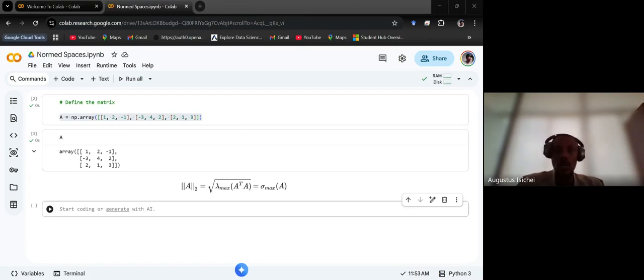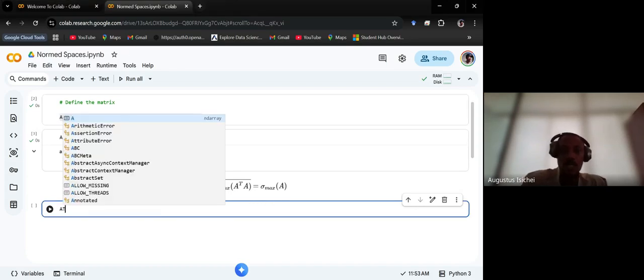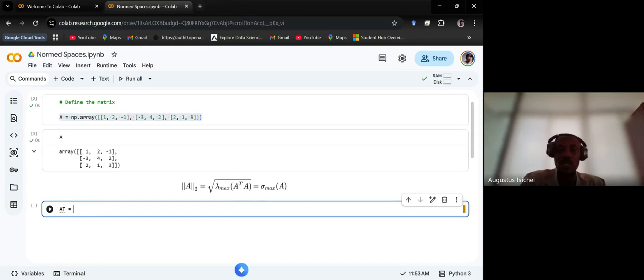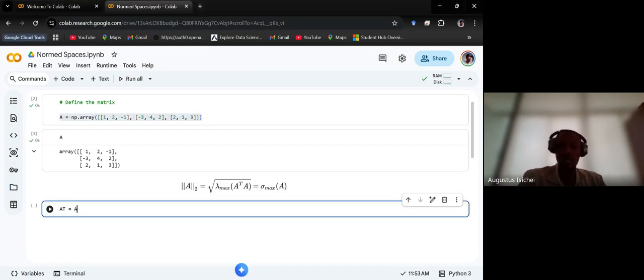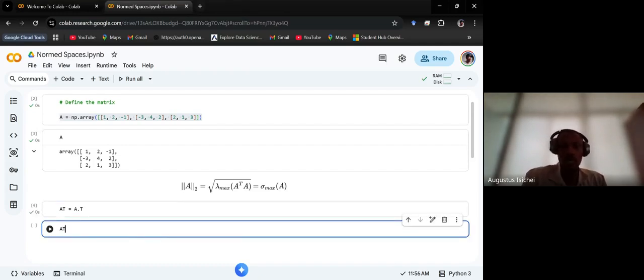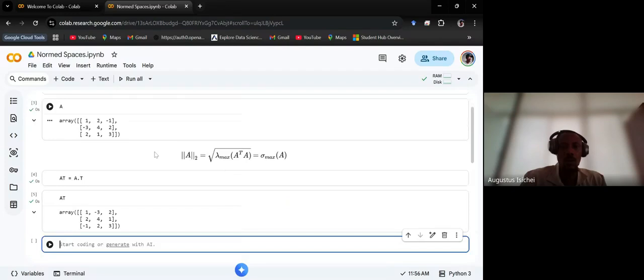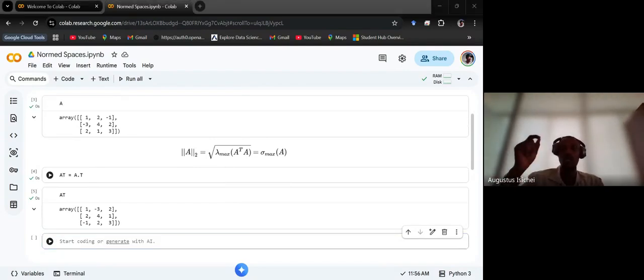So I'm going to say AT stands for A transpose equal to. There's also a numpy function that allows you to get it. It's not necessarily numpy. Let's just say A.T. Let's run this. So if I call AT, now you see what just happened. This is how to write transpose in numpy. When you present your matrix as an array, the transpose is just A.T.